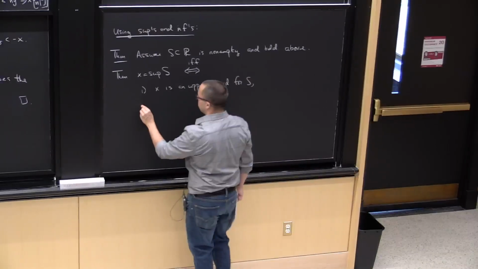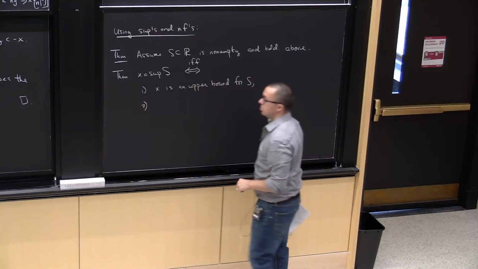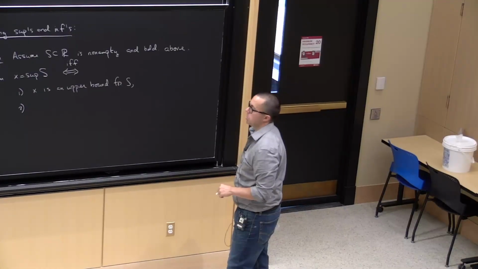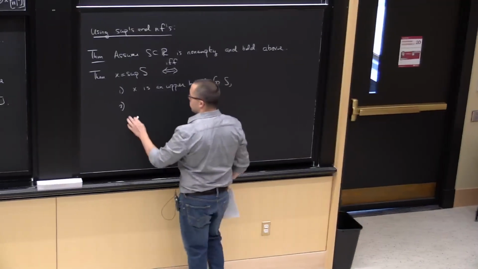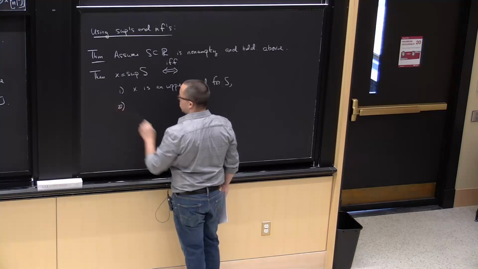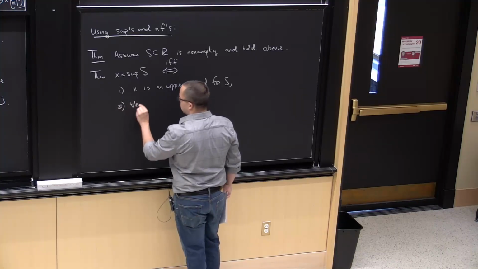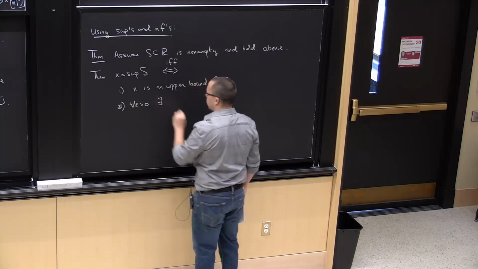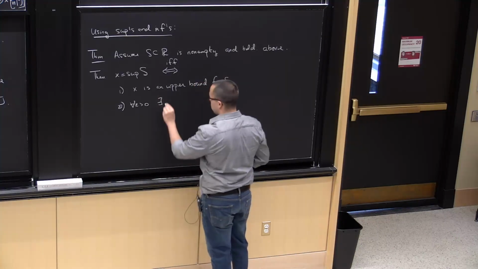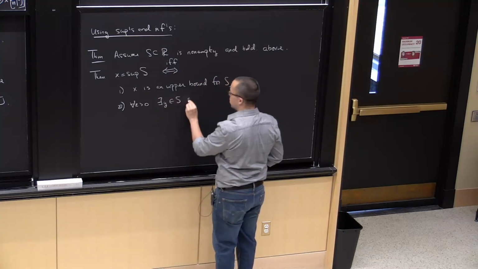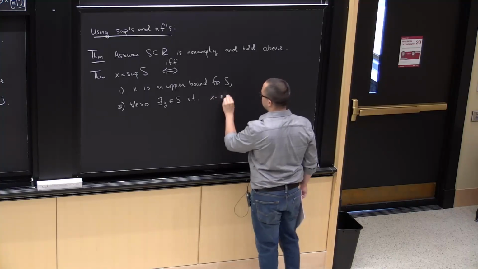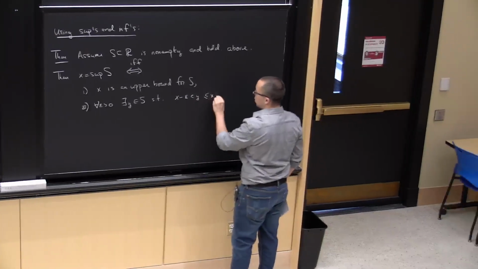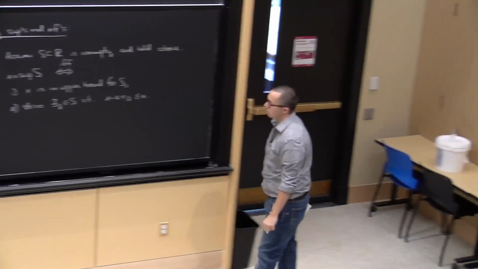And the second, so at one point, or in the very near future, we're going to be seeing epsilons and deltas. So I'll state it this way. You should start seeing them now. For every epsilon positive, there exists an element y in S such that x minus epsilon is less than y is less than or equal to x. Okay?